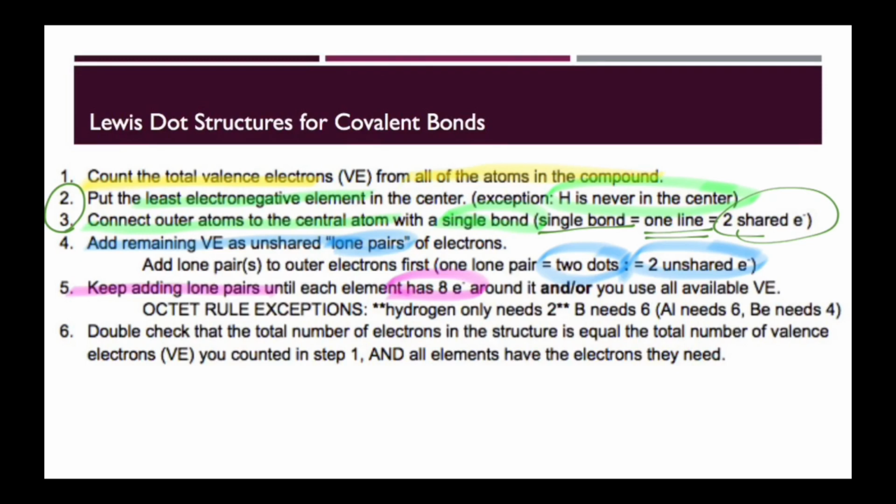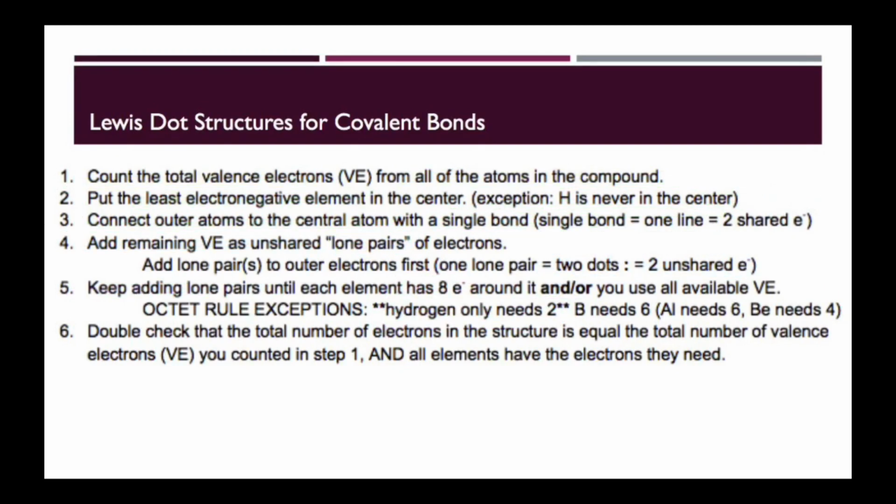That is that octet rule thing that we had talked about and learned about. But one very important exception to be aware of is hydrogen only needs 2 valence electrons, and we're going to be working with hydrogen a lot. There are some other exceptions that we're going to see and talk about later on down the page, but those are going to be kind of the minority, not the rule.